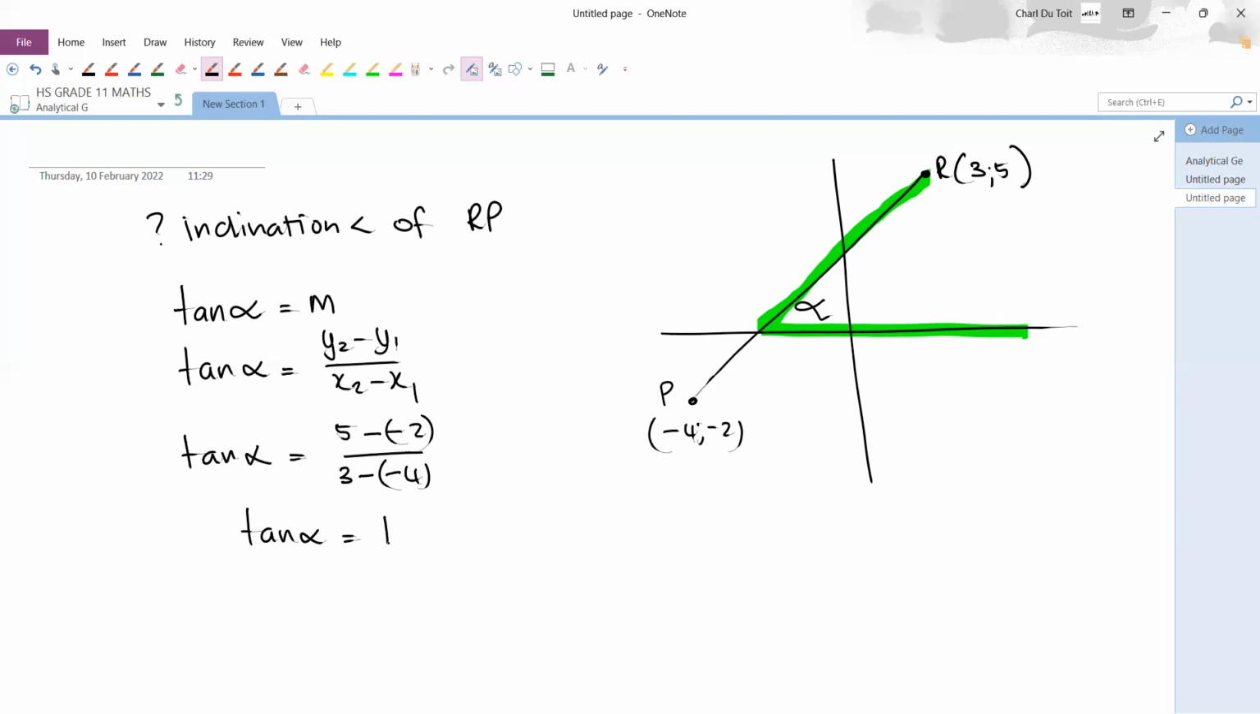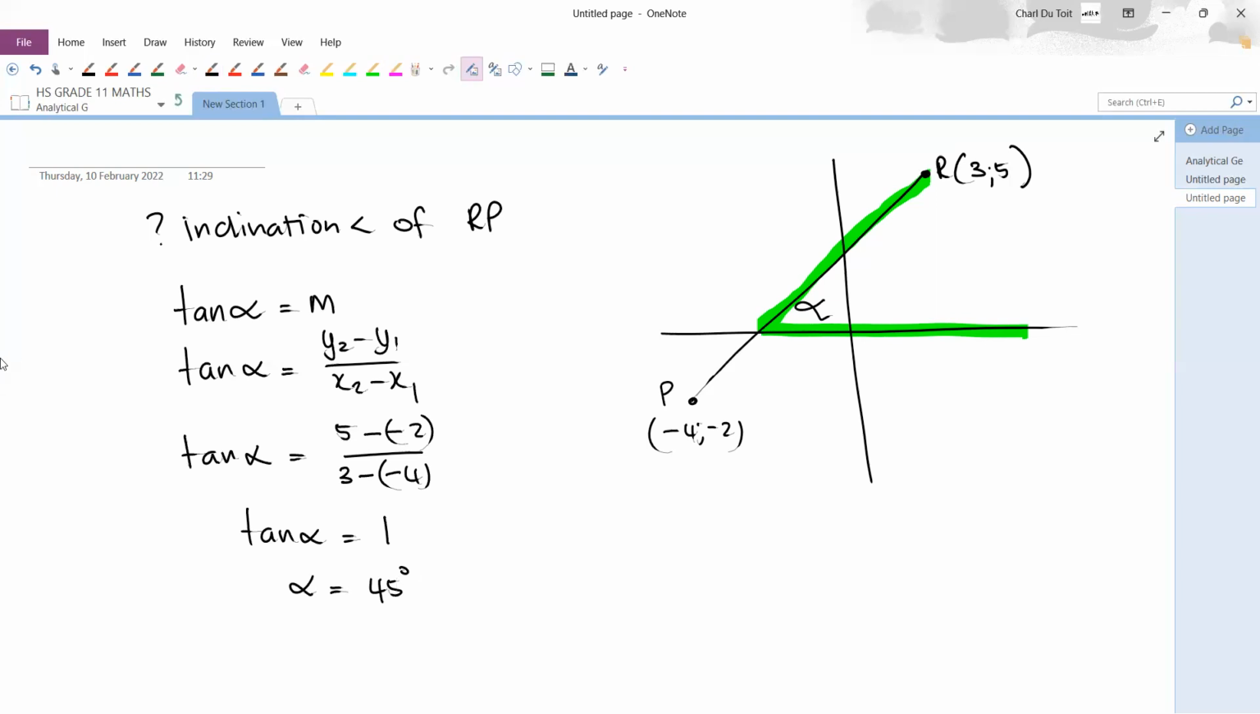And then you just type in, sorry, I can't speak with you. Then shift tan 1 is 45 degrees. That's not difficult. Can you take a screenshot of that? That's very important. Okay, take a screenshot.